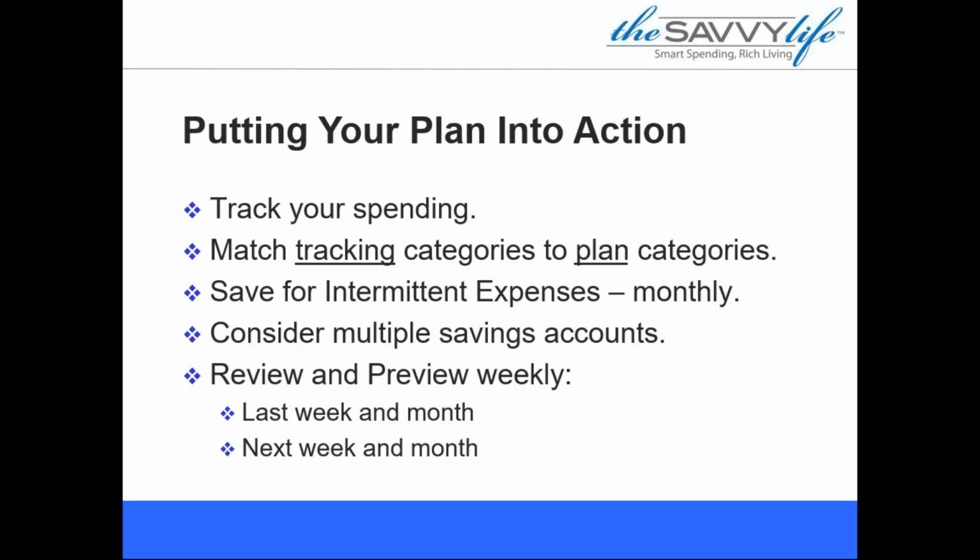It's got to be apples to apples. Because if it's apples to bananas, again, you're going to have to spend just that extra second or two to think through and to interpret that information. You want to be able to just look at it and know exactly what is what, okay? Talked about saving for intermittent expenses on a monthly basis and how critical that is.